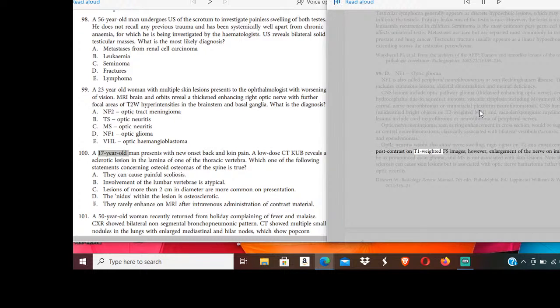Post-contrast on T1-weighted FS images, however, enlargement of the nerve on imaging may not be as pronounced as in glioma, and MS is not associated with skin lesions. Note that tuberous sclerosis can cause skin lesions, but is associated with optic nerve hamartoma rather than glioma, or optic neuritis. Dähnert W., Radiology Review Manual, 7th ed. Philadelphia, PA.